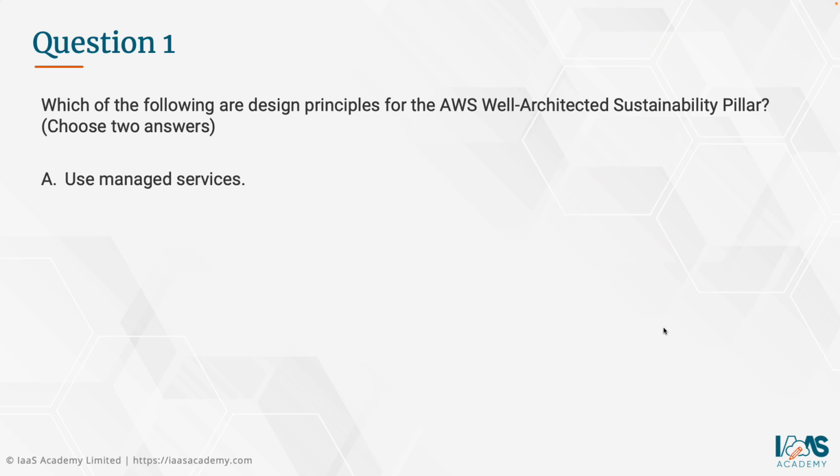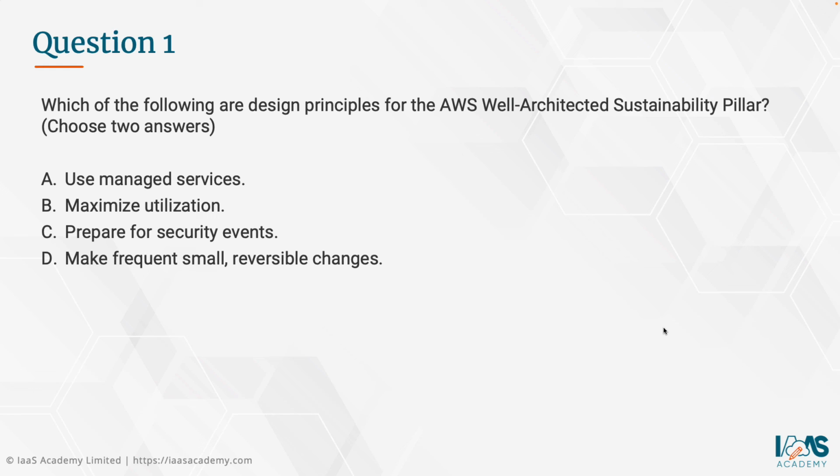So the first answer option is to use managed services. The second one is maximizing utilization. Prepare for security events. Make frequent small reversible changes. And the last option is consider mechanical sympathy. Now, in terms of the sustainability pillar, you would need to know the various design principles of the sustainability pillar.